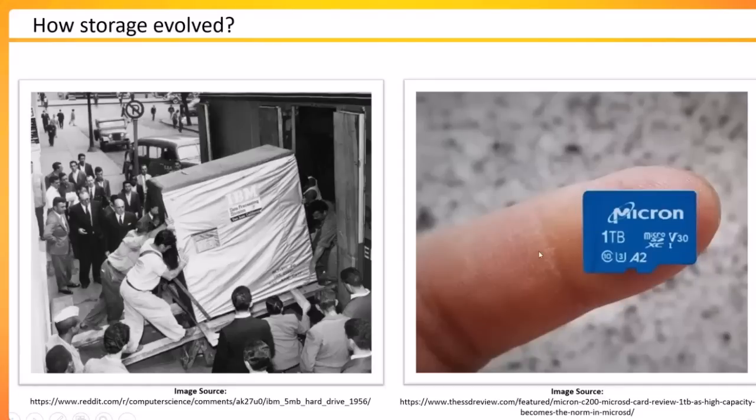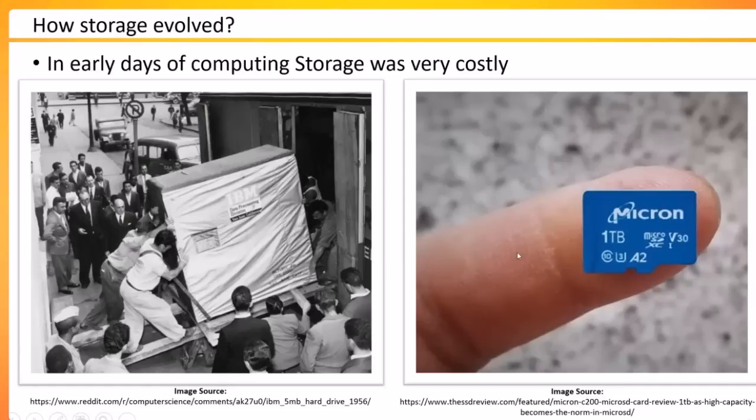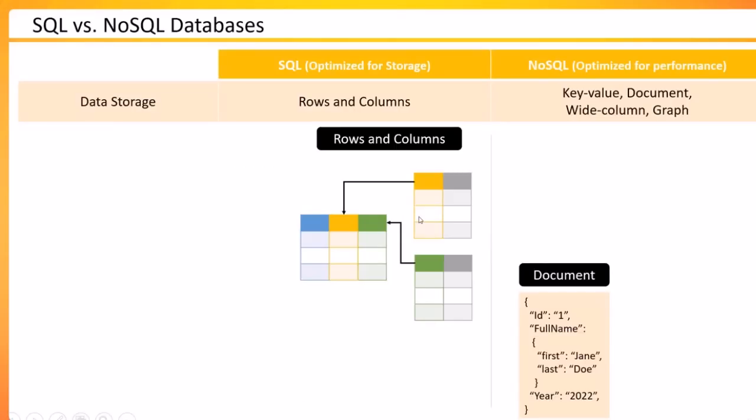So in the early days of computing, storage was very costly. A huge cost was there for storage. So whatever systems were designed, they were designed in a way that they would optimize storage. Instead of keeping data in duplicate fashion, they would ensure that data is kept uniquely, and then we build relationships on top of that data to get the information. And that's what I meant when I said SQL databases were optimized for storage. They were trying to minimize the space consumed for storing data.